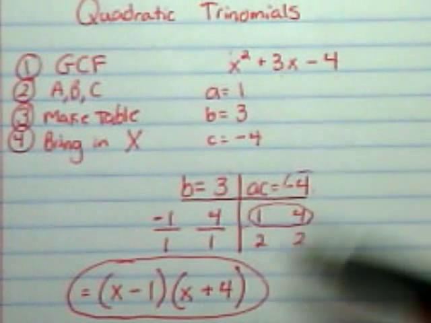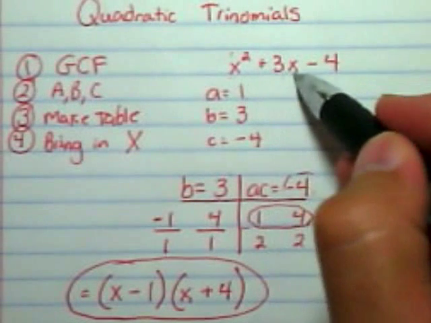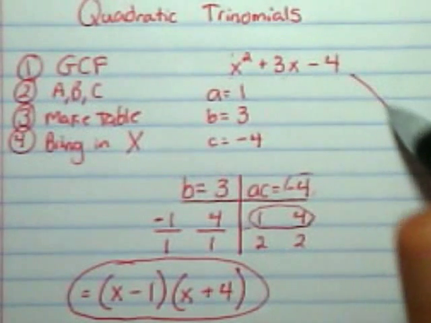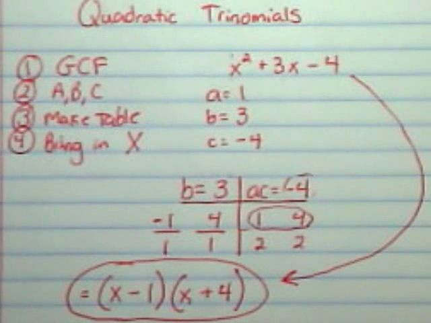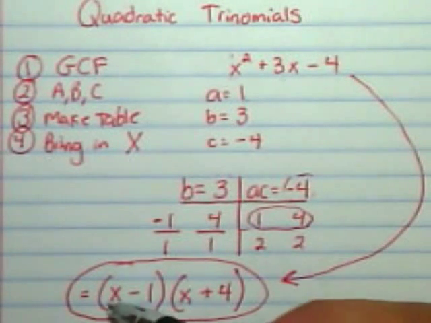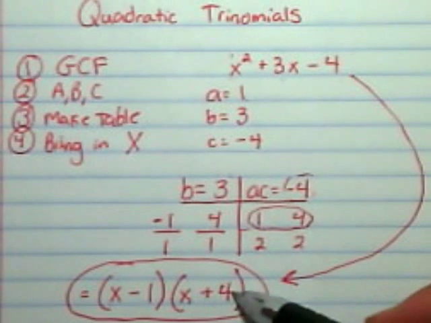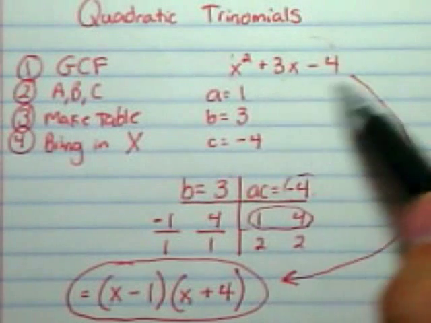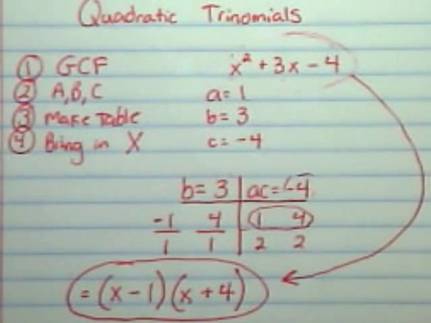We just factored this. This statement up here, x squared plus 3x minus 4, turned into this right here after we factored it. What that means is if I were to multiply this out, x minus 1 times x plus 4, I would get this up here. You see how they're kind of connected? So that is the first quadratic trinomial.